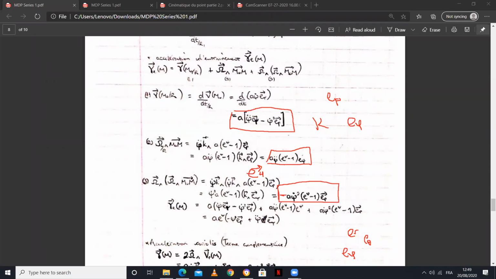Then that means your gamma d'entraînement, or accélération d'entraînement, is just going to be the sum of these three terms that we found here. The first one, the second one, and the third one. You add them, you group like terms, and after simplifying you get your gamma d'entraînement like that.